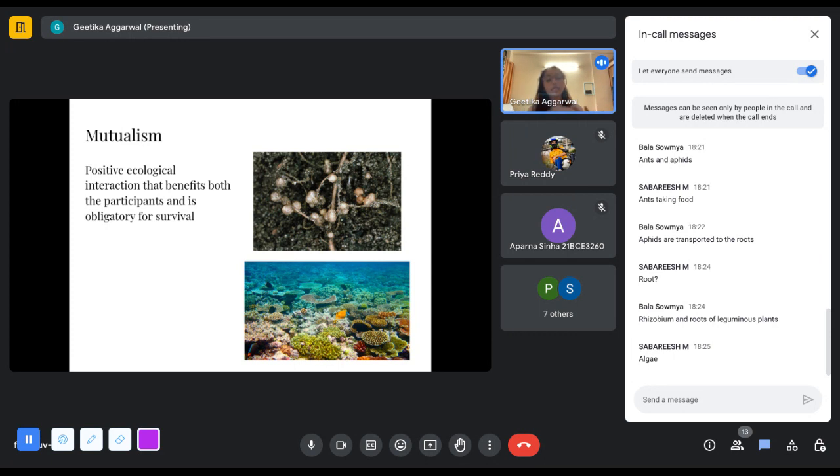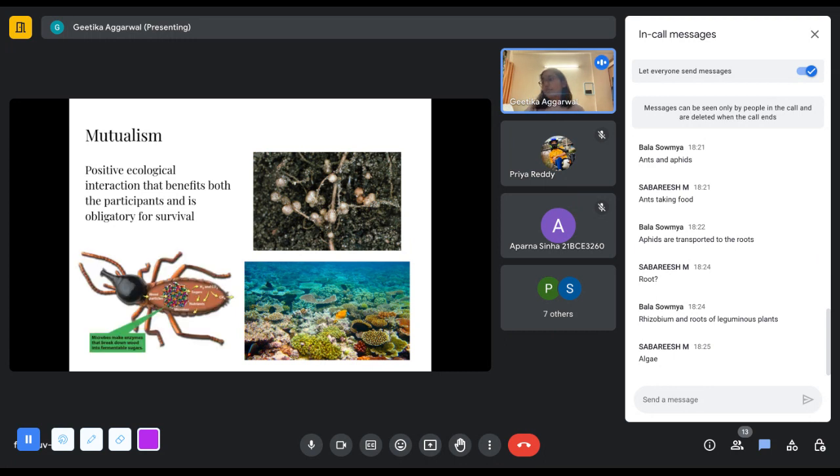They provide the corals with nutrition while corals provide them with a space for staying. And what is happening right now because of climate change and global warming is that temperatures are rising, and these zooxanthellae get expelled from the corals, which leads to the death of the corals as well as of the algae. So this is therefore a mutualistic interaction as it is obligatory for their survival.